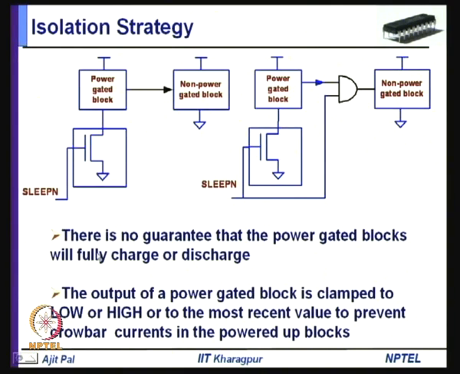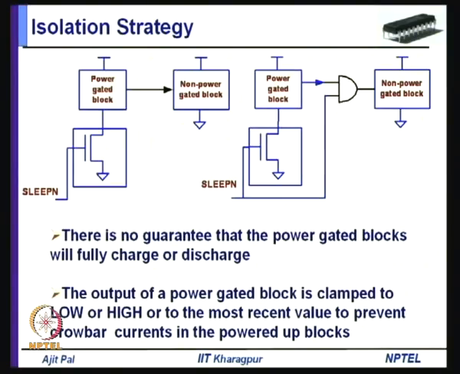Why do you need it? Because as I told, there is no guarantee that the power gated blocks will fully charge or discharge. So, the output of a power gated block is clamped to low or high or to the most recent value to prevent crossover current in the powered up blocks. So, what can be done? You will add some additional hardware in between this power gated block and non power gated block, and the output will be either clamped to low level or to high level or to the most recent value. Whenever you have to output the most recent value, obviously you will require some kind of memory as part of this isolation hardware.